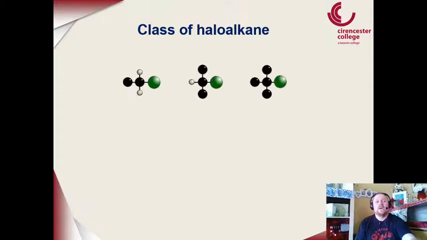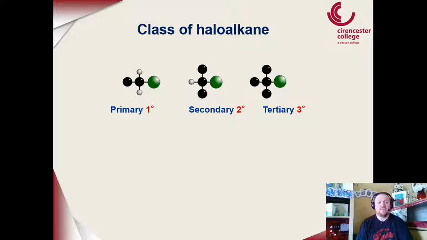Just like in alcohols, and just like with carbocations, there are classes of haloalkanes. We have a primary haloalkane when the halogen group is attached to a carbon that has two hydrogens on it.